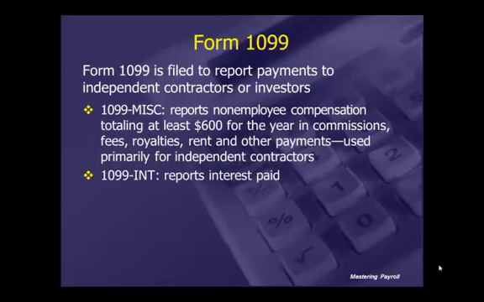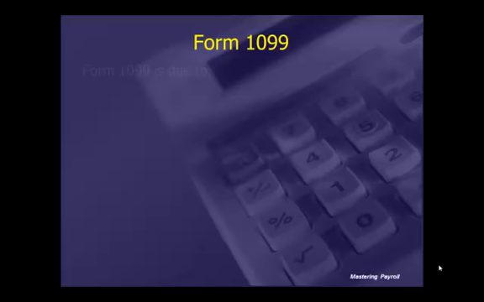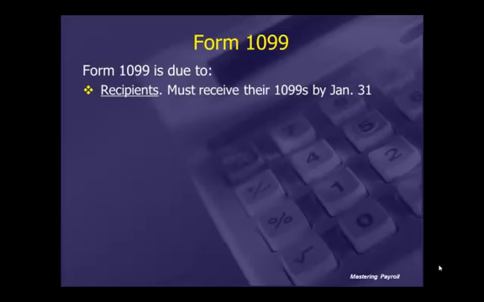A 1099-INT is for interest. It reports interest paid. A 1099-DIV is for dividends. It reports the dividends paid. A 1099-R is for retirement. It reports payments to retirees for annuities, pensions, IRAs, etc. A Form 1099 is due to recipients. They must receive their 1099s by January 31st, same as for W-2s, which need to be distributed to the employees by then.